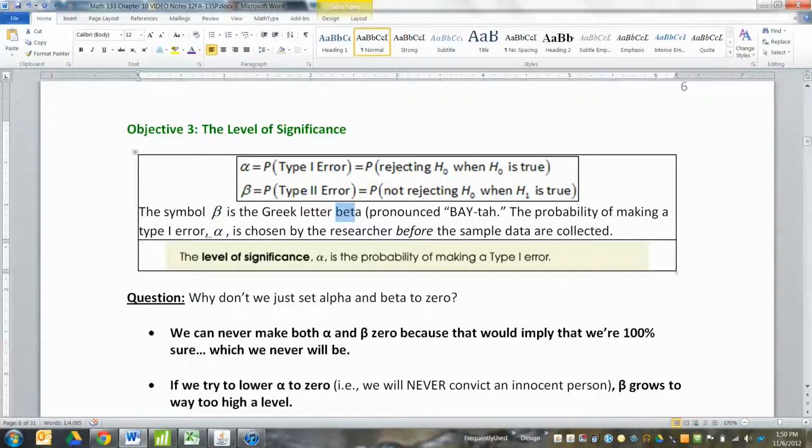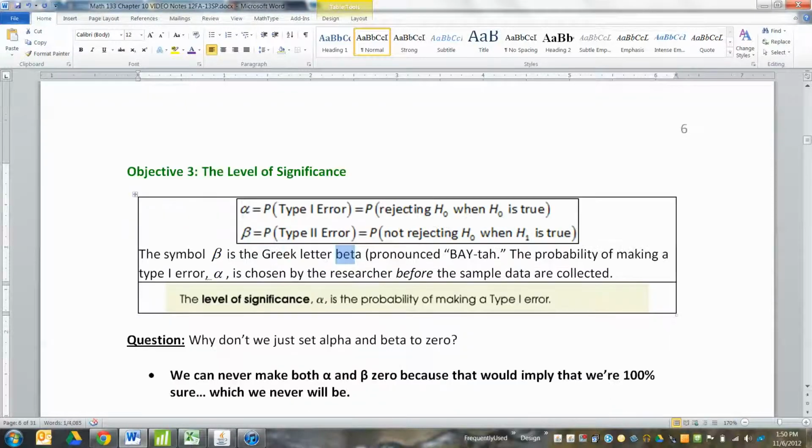We are going to choose alpha before we do our tests. Almost always it will just be given to you. You won't have to worry about it. And we are not going to deal with beta because that gets into something called the power of the test, which at this current time we don't have in the course. It's in section 10.7 if you're interested, or 10.6, one of the two.